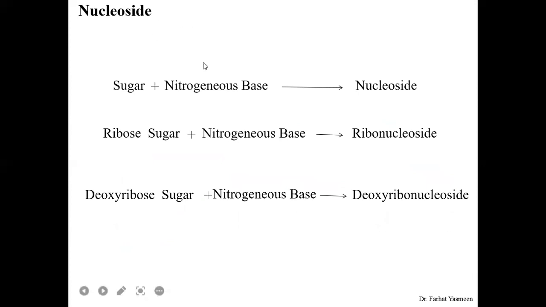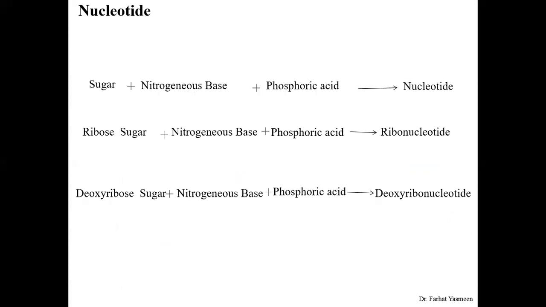Nucleoside is a term which is used for when sugar and nitrogenous bases combine together, they form a nucleoside. If the sugar is ribose sugar, then this is called a ribonucleoside, while if this is deoxyribose sugar, then this is known as deoxyribonucleoside. And when that nucleoside combines with phosphoric acid, then it is termed as nucleotide.